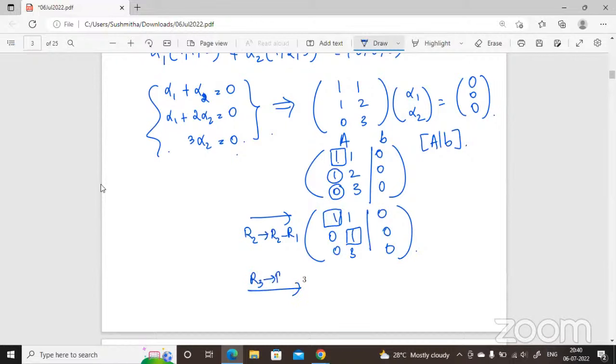We have to do this until we can create more zeros in the matrix. Yeah. Means below every pivot, you should have 0.